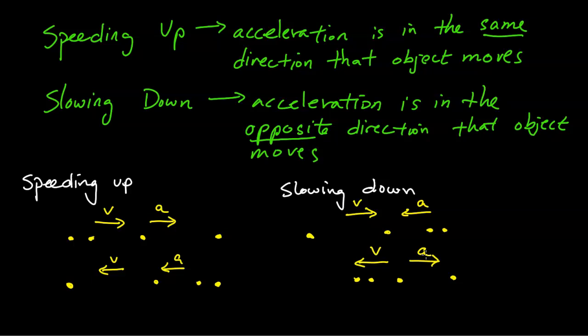The acceleration could be positive or negative, depending on your positive direction. So let's say if I made right positive, then anytime the acceleration is to the left, it would be a negative acceleration. The negative acceleration isn't telling you that it's a little acceleration, it's just telling you the direction of the acceleration.